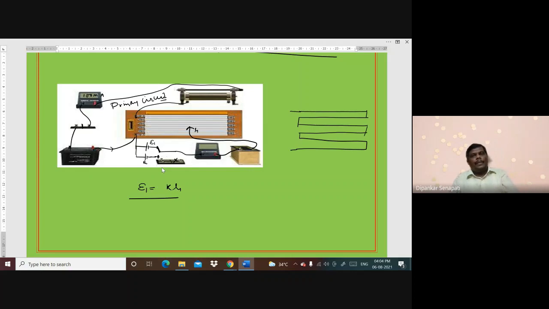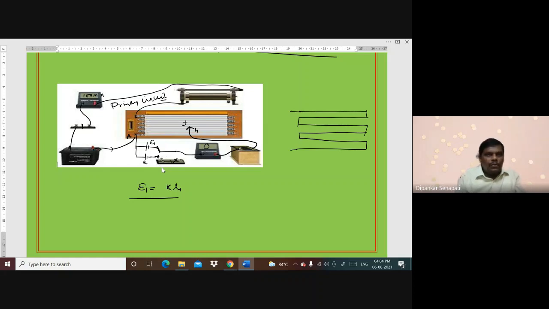Okay, very simple theory. E1 equals K into L1, because this is the only possible balance condition, or zero deflection. Zero deflection is only possible when the potential drop from this point A to J and the potential drop across E1 are the same. That is E1 equal to K into L1.